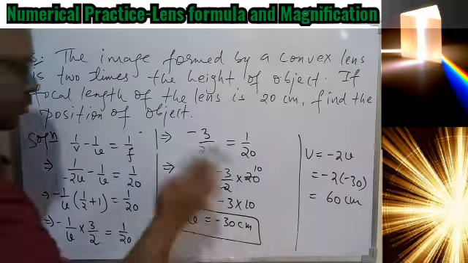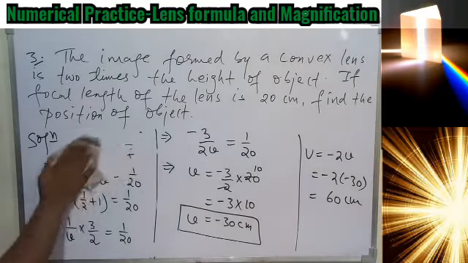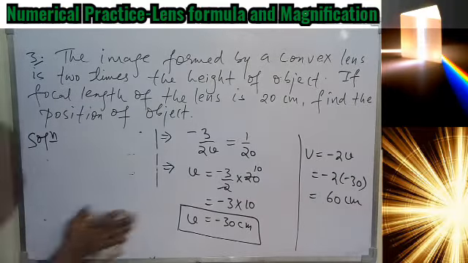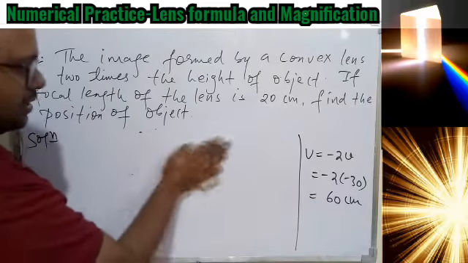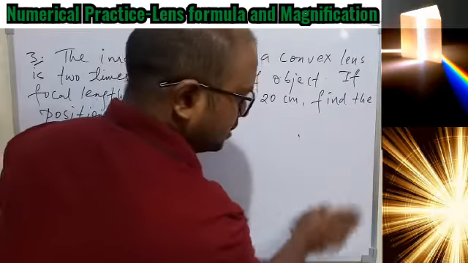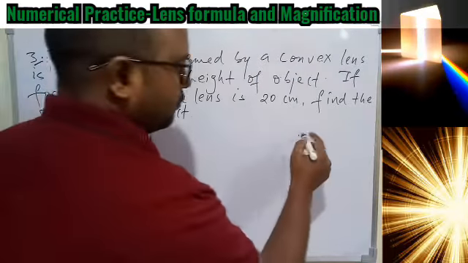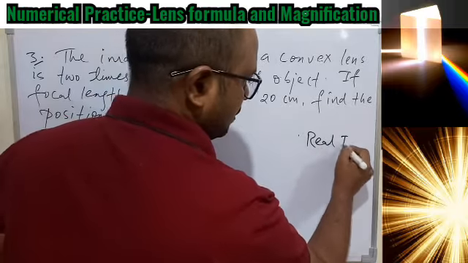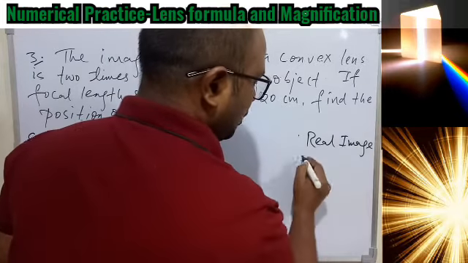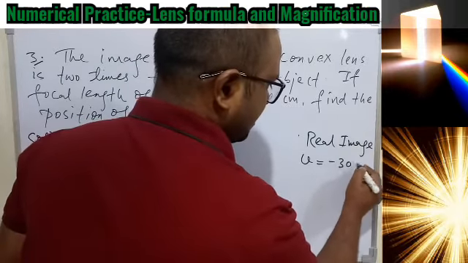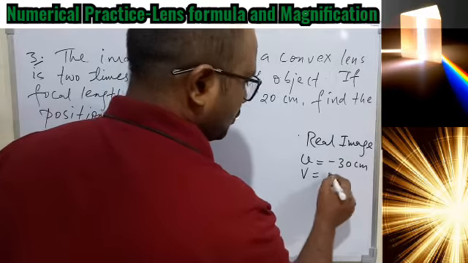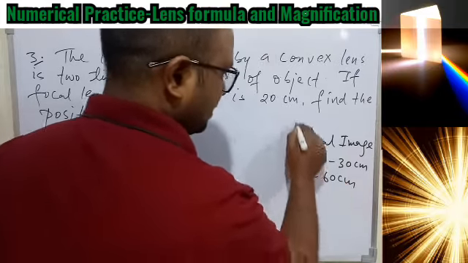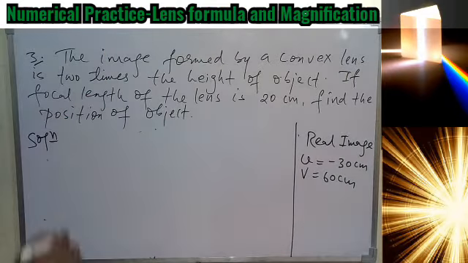Okay, so I hope this part is clear, and let's go for the second condition, that is, if the image will be virtual. So I'm writing the answer here. For the real image we got u is equal to minus 30 centimeter, v is equal to 60 centimeter. Now let's go for case 2.